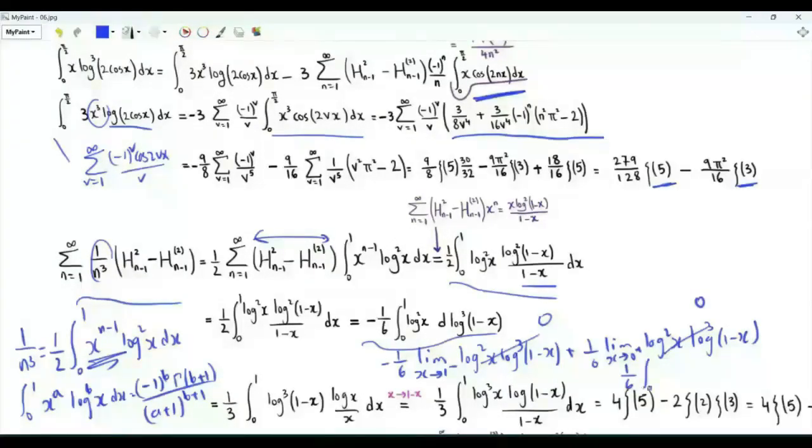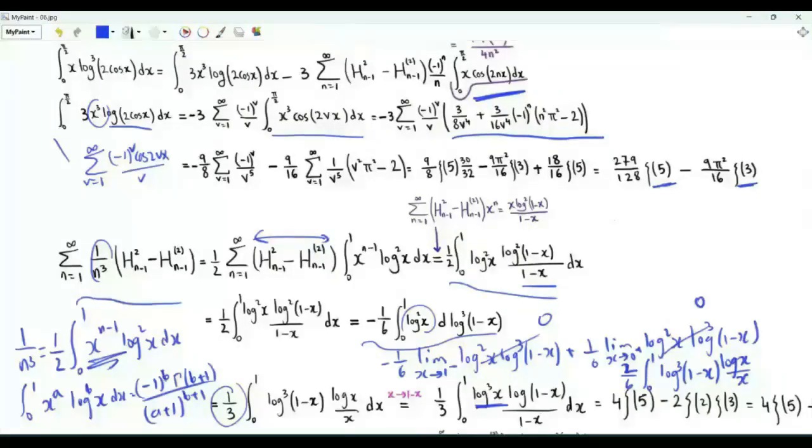We also have 1 over 6 integral x from 0 to 1, the cube of log 1 minus x, multiplied by the derivative of this function of x, which is 2 log x over x. We obtain 1 over 3 integral x from 0 to 1 of log 1 minus x cubed times log x over x. Change x to 1 minus x. We get 1/3 integral x from 0 to 1, the cube of log x log 1 minus x over 1 minus x.